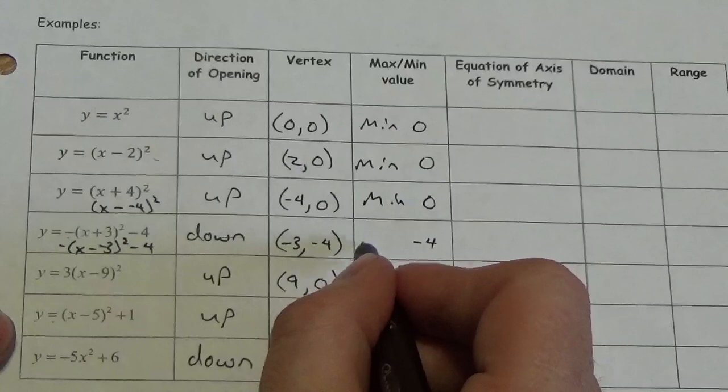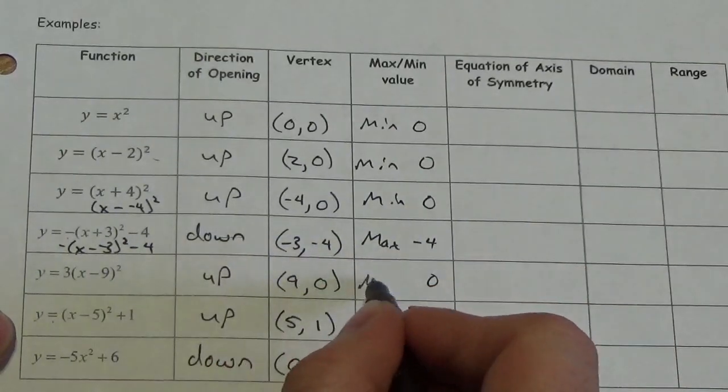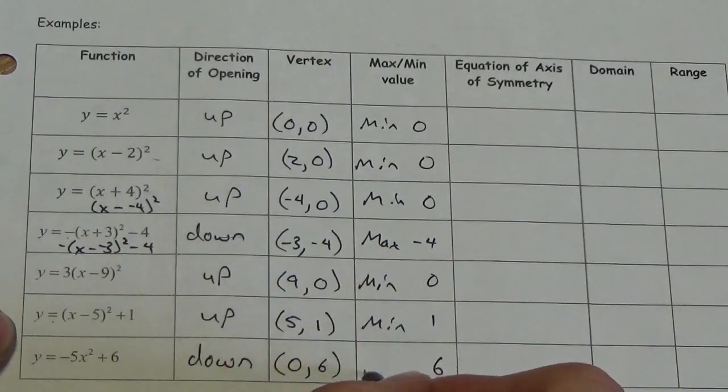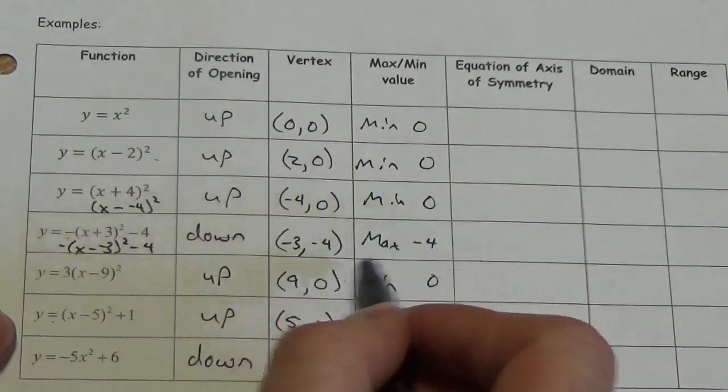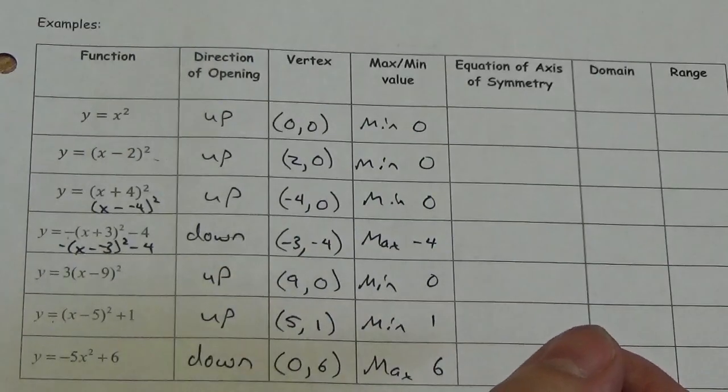It's opening down, so this has got to be a max. This is going to be a min, and this is going to be a max. So I got a max value of 0, min value of 0, min value of 0, and so on, max value of negative 4, and so on.